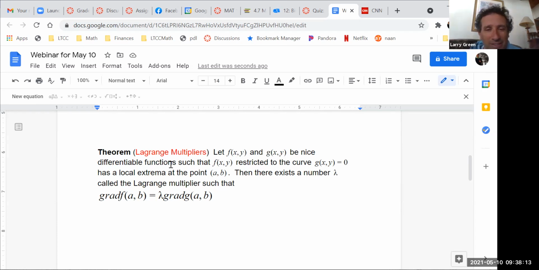So let's suppose that f and g are nice differentiable functions, such that f of x, y restricted to the curve g of x, y equals 0 has a local extrema at the point (a, b). So that means that (a, b) might be a maximum or (a, b) might be a minimum. A local max or a local min. That's all that means. Then there exists a number. Who knows how to say this letter?